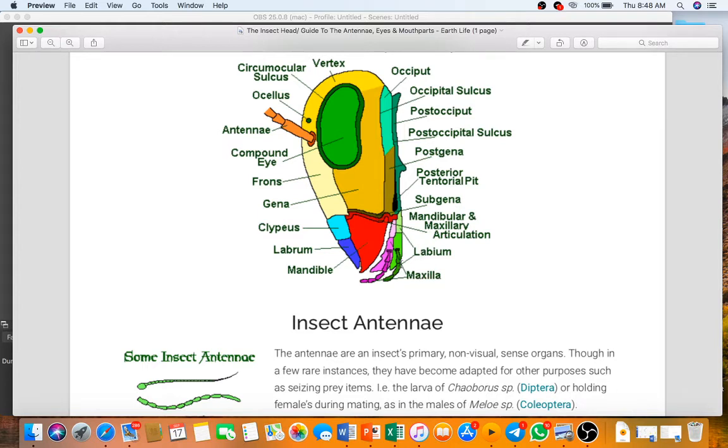Labium is here below subgena and mandible is here below gena.